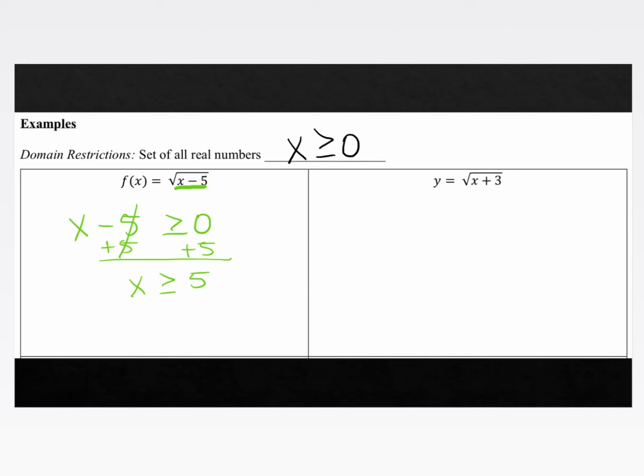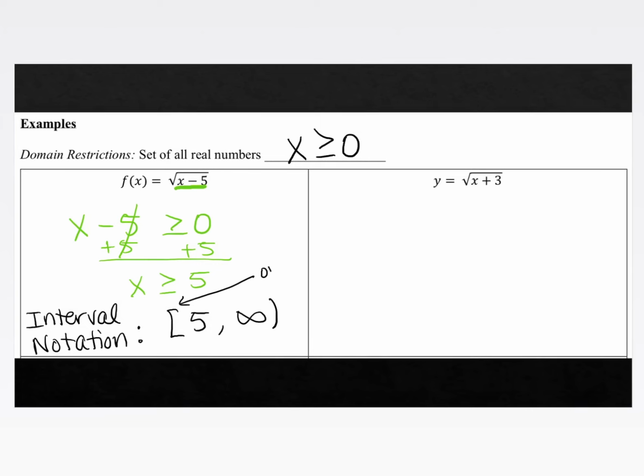Now if we want to write this in interval notation for our domain, this leaves us with, since 5 is the smallest possible value, if we think back to our inequalities, it's pointing to the smallest value, then we'll go until it gets bigger and bigger, closer to infinity. Now because we have an or equal to with our inequality, that's why we can use our bracket.